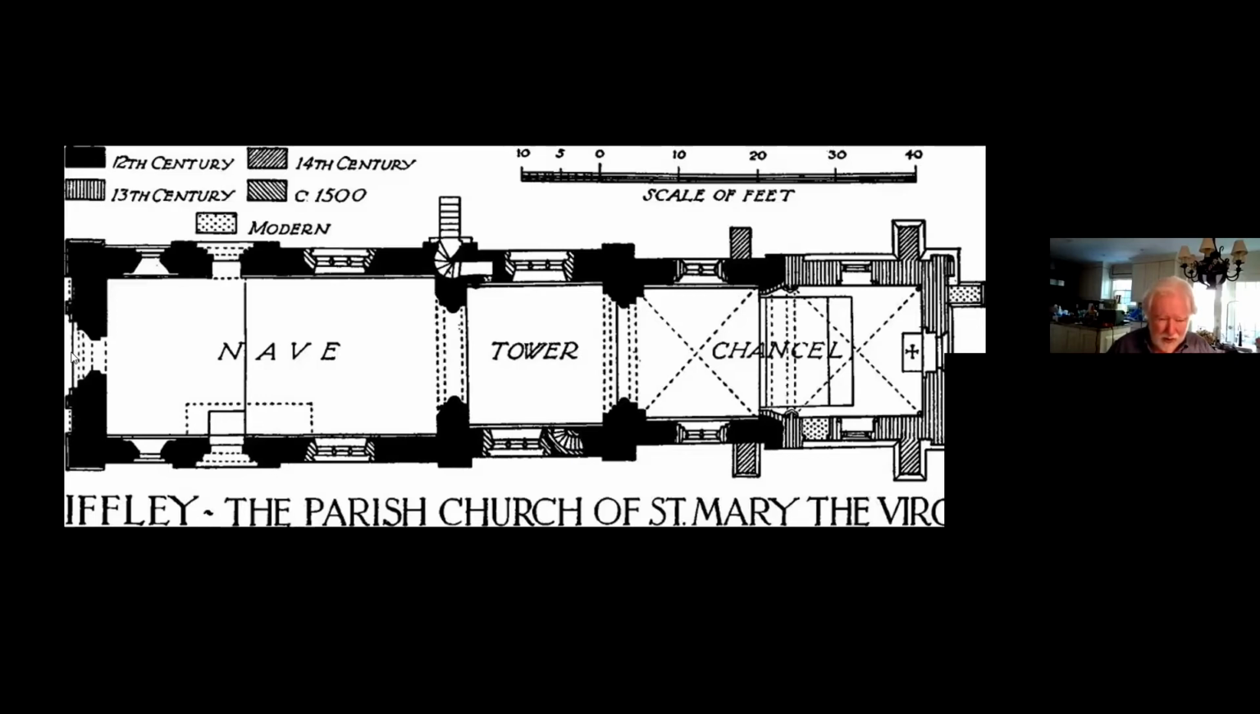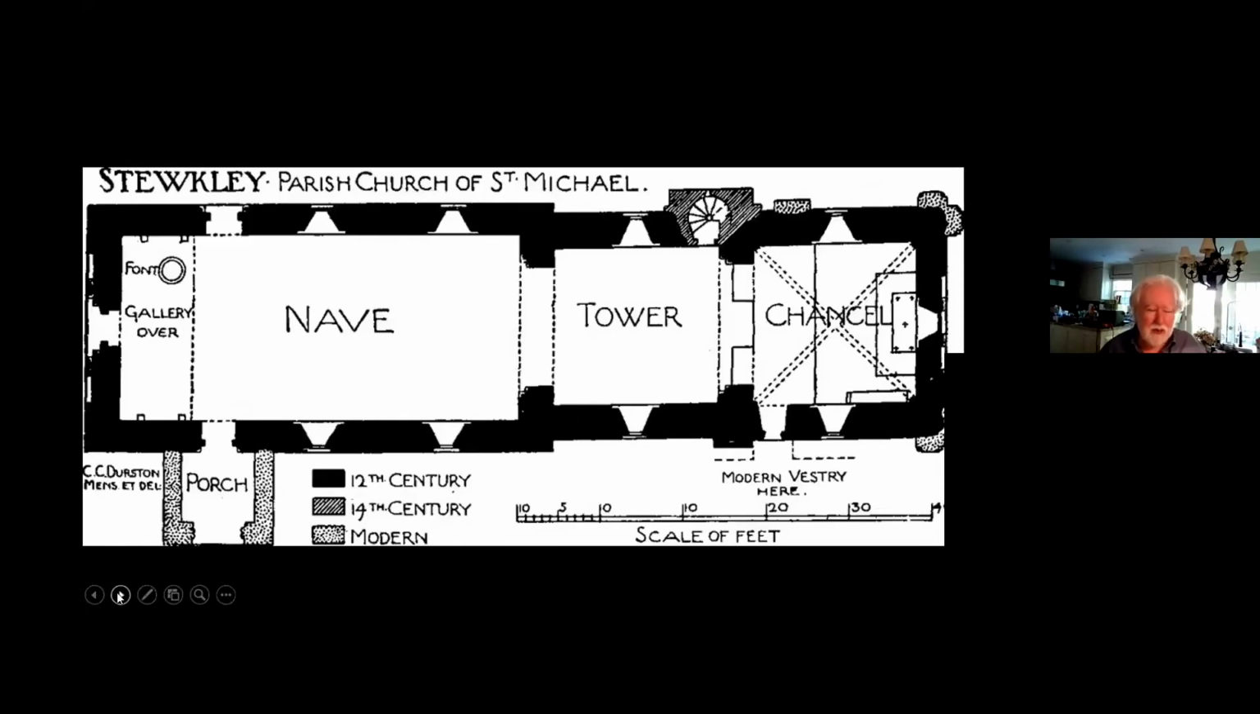So I think for starters, that indicates we're going to have connections with other buildings I'll be showing, including the plan of St. Michael's Parish Church in Stukely.